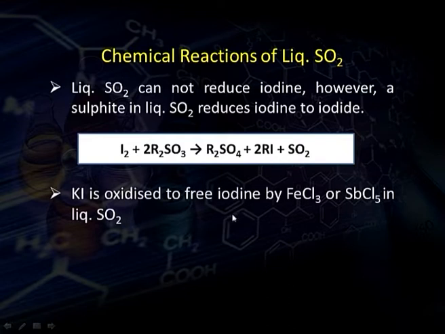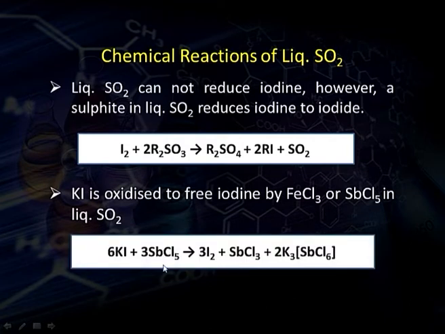KI is oxidized to free iodine by FeCl3 or SbCl5 in liquid SO2. So, in this example we can see KI when it reacts with SbCl5 or FeCl3, it changes to free iodine. Here the oxidation state of iodine is -1 and in the product it is 0. So, we can see the oxidation state has increased from -1 to 0 and it has been oxidized.